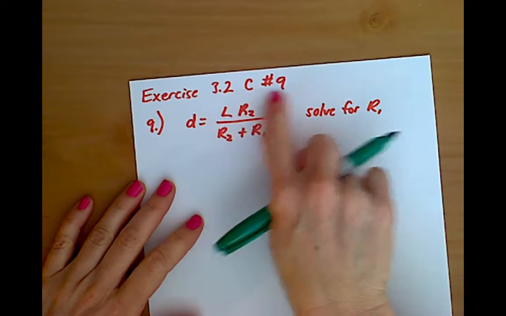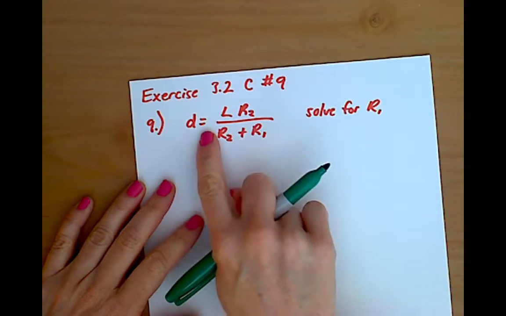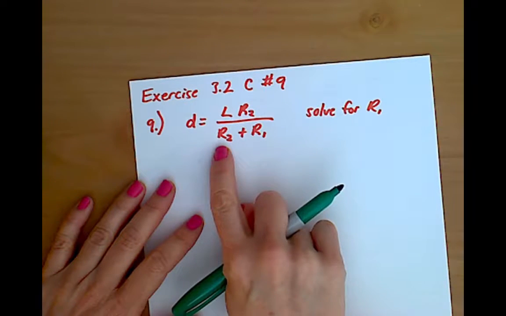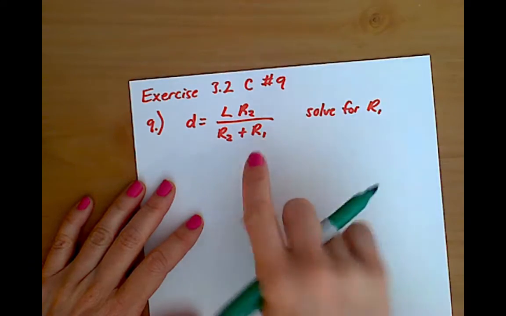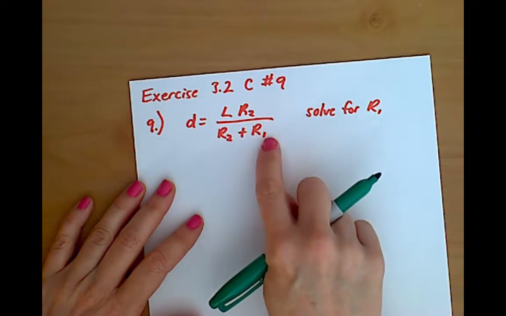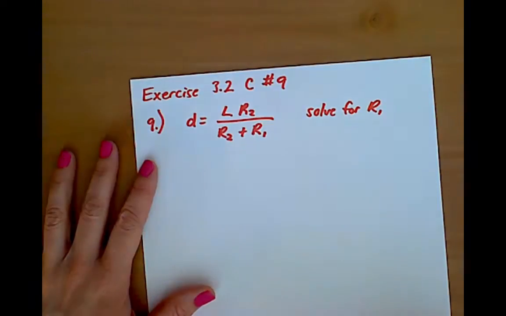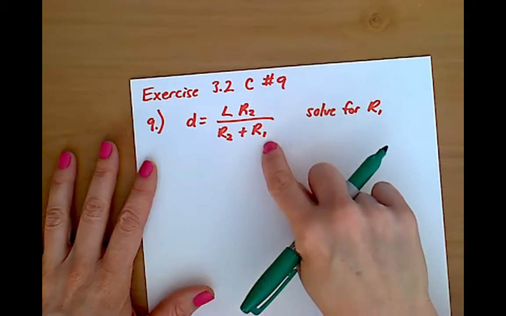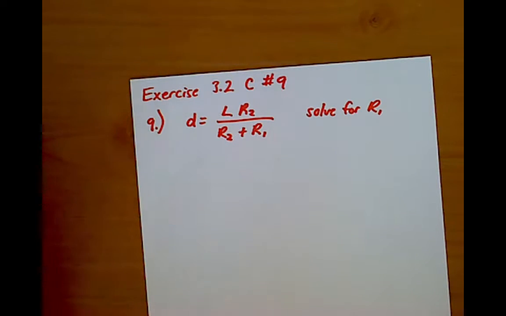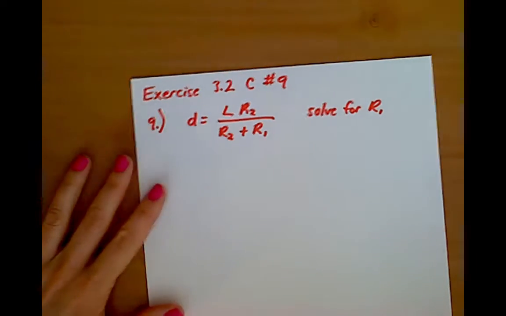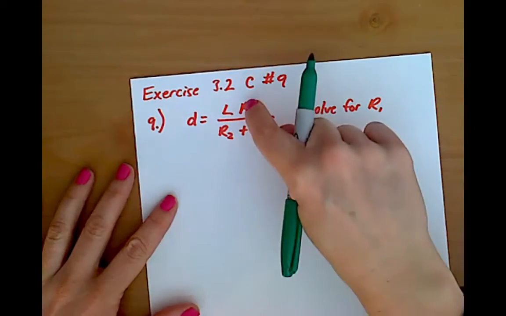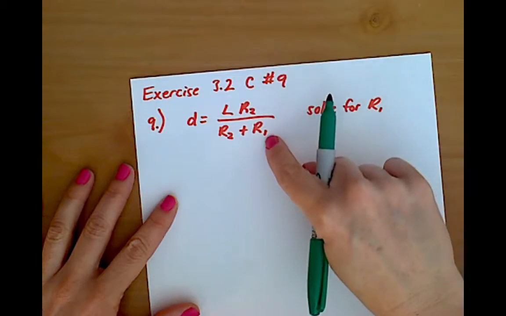Exercise 3.2C, number 9. So we have D is equal to L times R2, all of it divided by R2 plus R1. Now this 2 and the 1, don't worry about those. That's not really an operation. This is just a variable. R2 is one variable, R1 is a different variable. They're just naming it that way so they can keep track of what the different R's mean. So don't let the numbers 2 and 1 bother you. These are just different variables. Just think about that as a different variable than that variable.